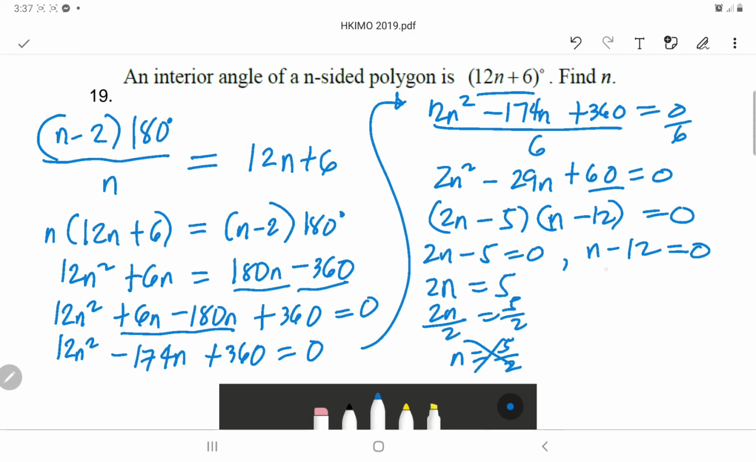So on the other hand, you have n minus 12 equals 0. So therefore, n is 12. So therefore, the value of n here is 12.